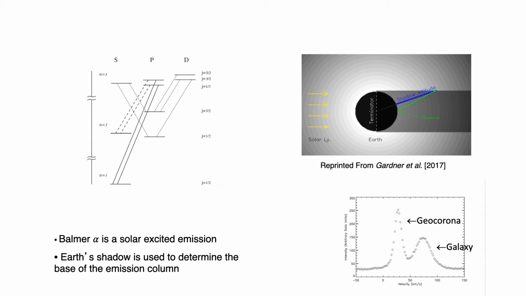So the Balmer alpha emission is a solar excited emission, so we can use the Earth shadow to help determine the altitude of the base of the column from which the emissions arise. So this picture depicts the shadow altitude, where the shadow altitude is defined as a perpendicular distance to the location at which the observing direction intersects the shadow. Typically, the Balmer alpha observations contain both the terrestrial geocoronal line as well as the galactic line, though many of the observations that we'll be discussing today were pointed in regions of the sky in which there's very little galactic emission, to minimize galactic emission.